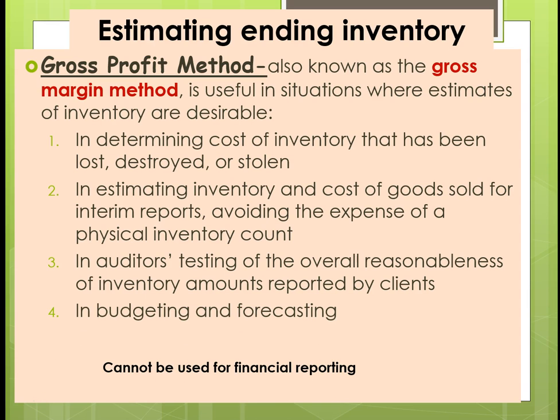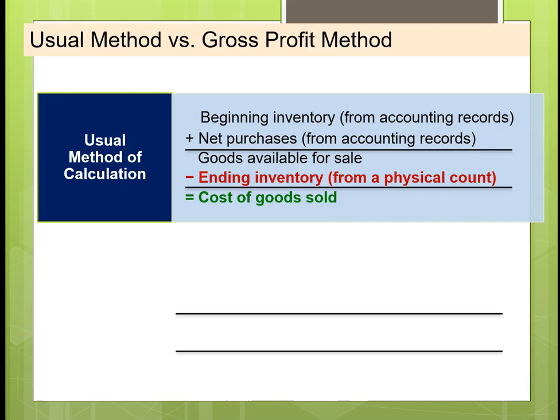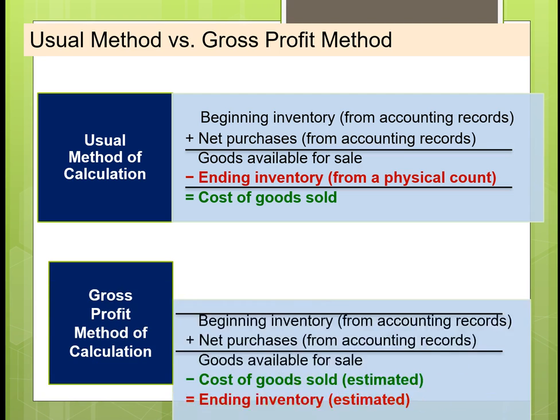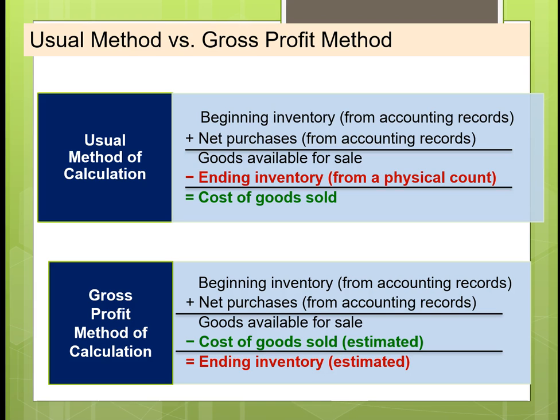So here's the difference. Usually to calculate cost of goods sold, you take beginning inventory plus purchases minus ending inventory, and you get cost of goods sold. But when you use the gross profit method, you're starting with beginning inventory plus purchases, which gives you cost of goods available for sale. You're going to estimate cost of goods sold to get estimated ending inventory.